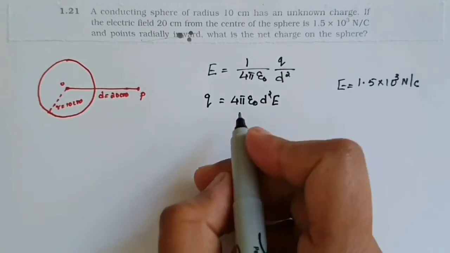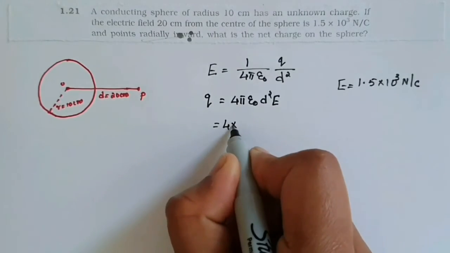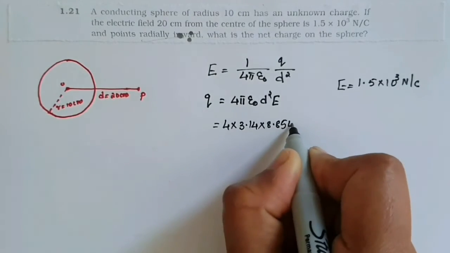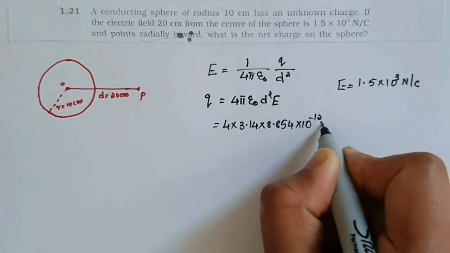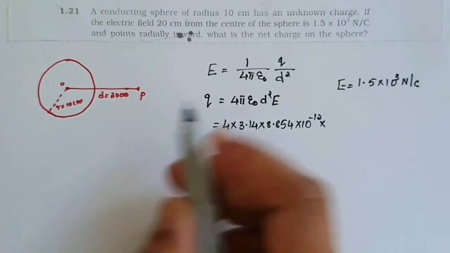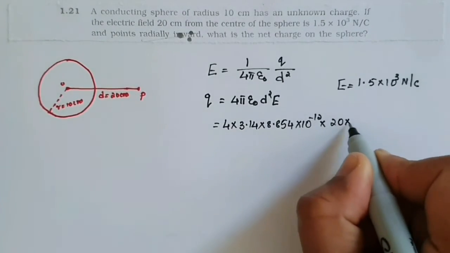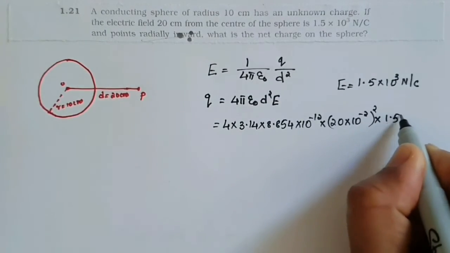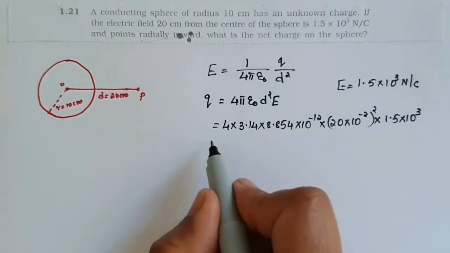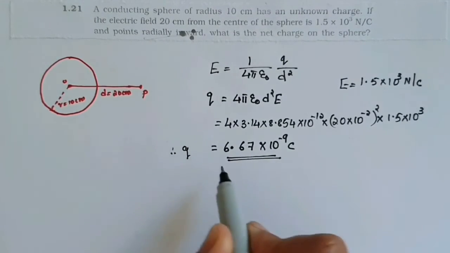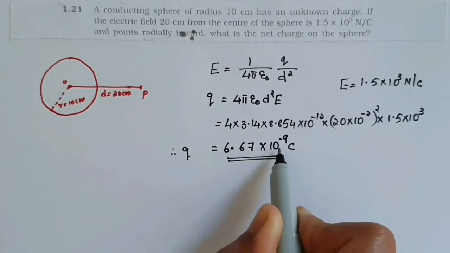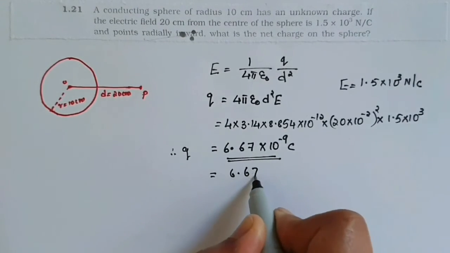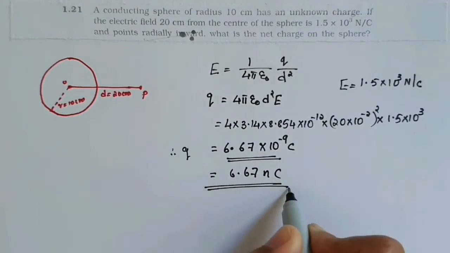Now substitute the values. This is equal to 4 × 3.14 × 8.854 × 10^-12 × (what is d? This is 20 centimeter, so 20 × 10^-2) whole square × E, that is 1.5 × 10^3. Therefore, net charge on the sphere Q is equal to 6.67 × 10^-9 coulomb, or this can be written as 6.67 nano coulomb.